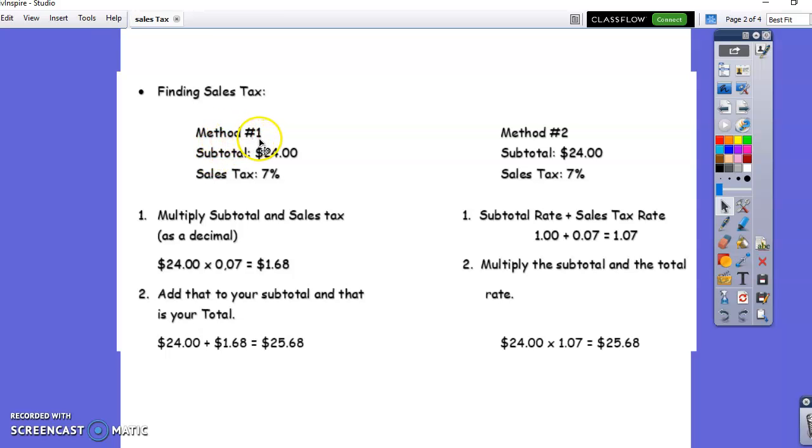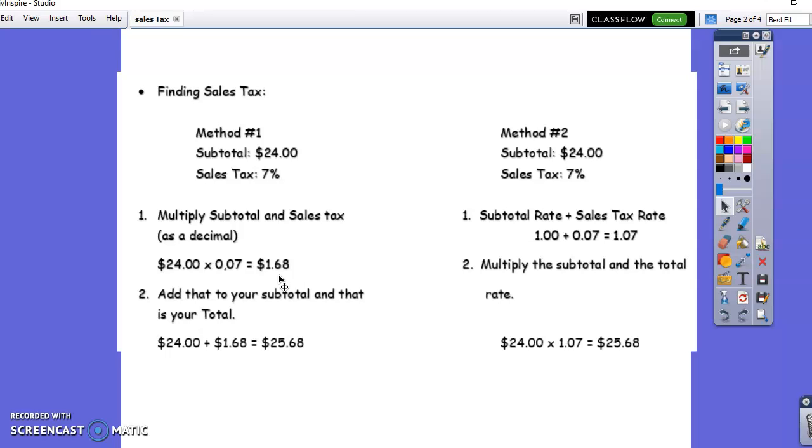So method one, if your subtotal is $24, so if you go to the store and without sales tax it rings up to $24 and you have a 7% sales tax, how you find out how much sales tax you have is you take your $24 and you multiply it by your 7% as a decimal. So I changed 7% to 0.07. And I took 24 times 0.07 and I got $1.68. So that's how much I have to pay in sales tax.